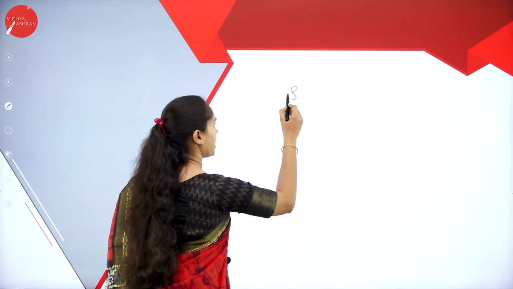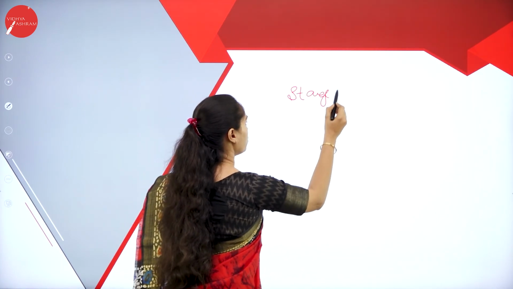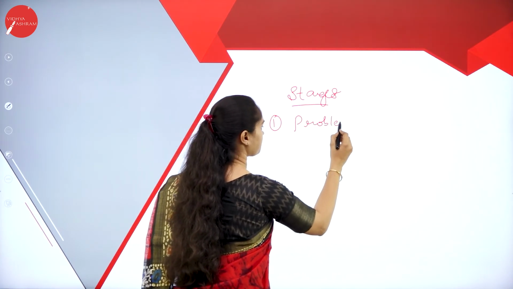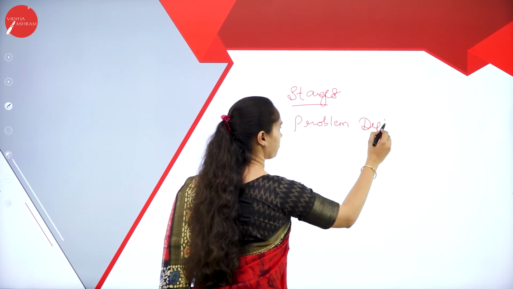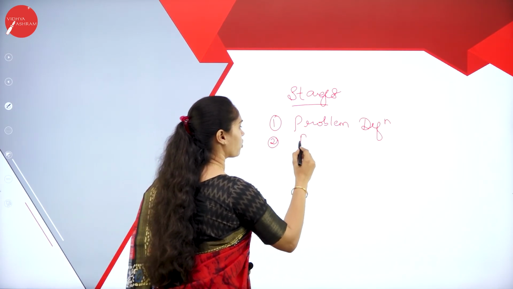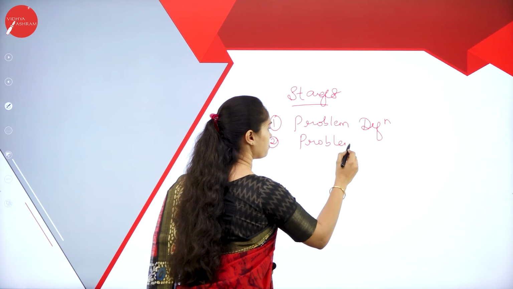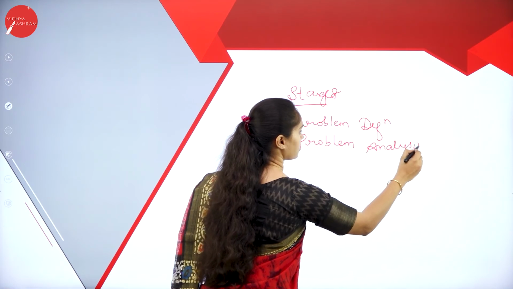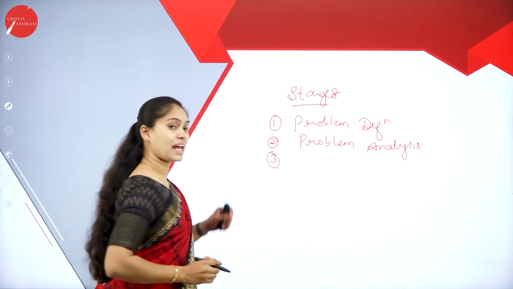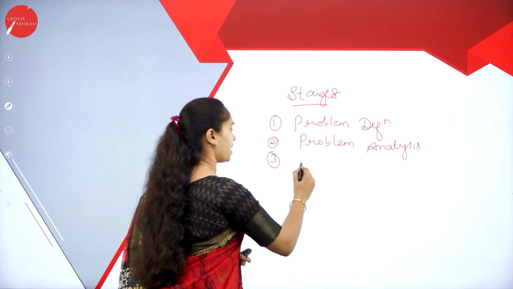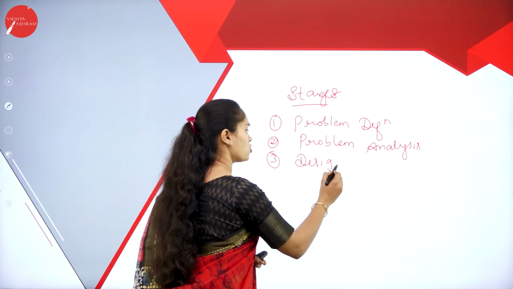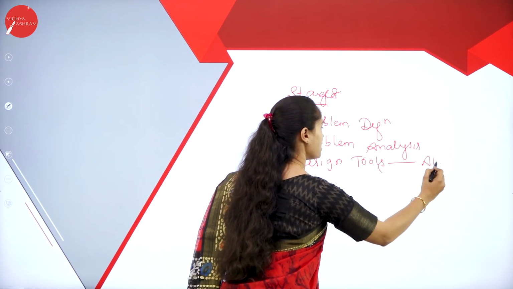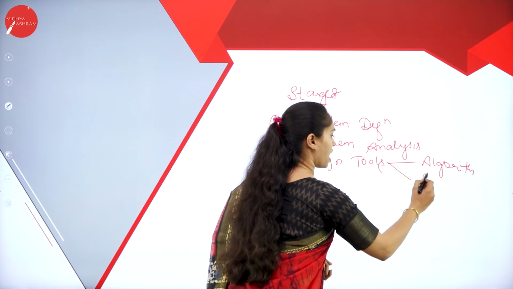If we consider the stages of a problem solving methodology, which was the first stage? That is problem definition. So there we are going to define the problem, isn't it? After that, we are going to analyze that problem, that is problem analysis. Then once I analyze the problem, I am going to design a solution by making use of the designing tools. Which are the designing tools that I have discussed? Algorithm and flowchart.